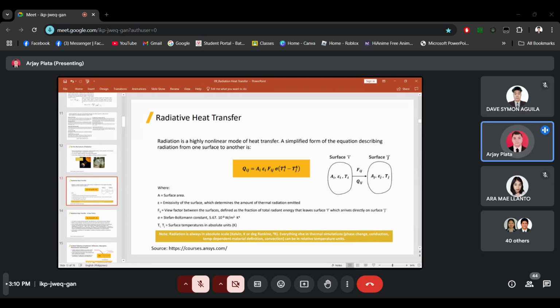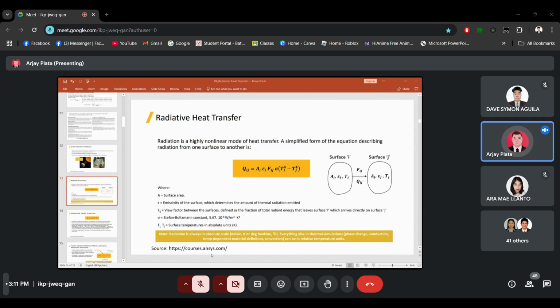Just like when you are at the beach, for example, you can feel the heat more when you are facing the sun than on the opposite direction. So it's really a matter of how the object is being placed, it's all about the orientation. So the view factor is based on orientation.